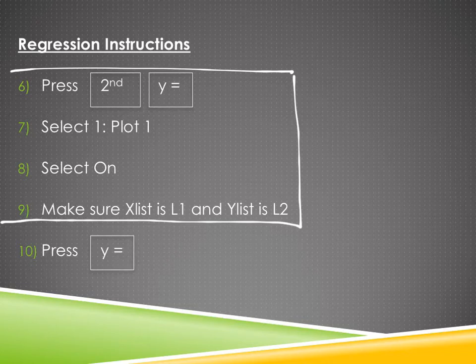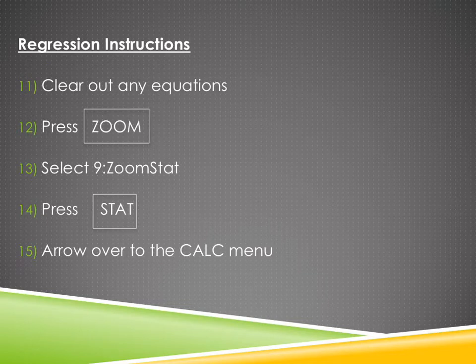It's already done. So press Y equals. Clear out any equations you have. Mine has one, so I'm going to clear it out. Just clear things out. And then hit the zoom button and select option number 9.